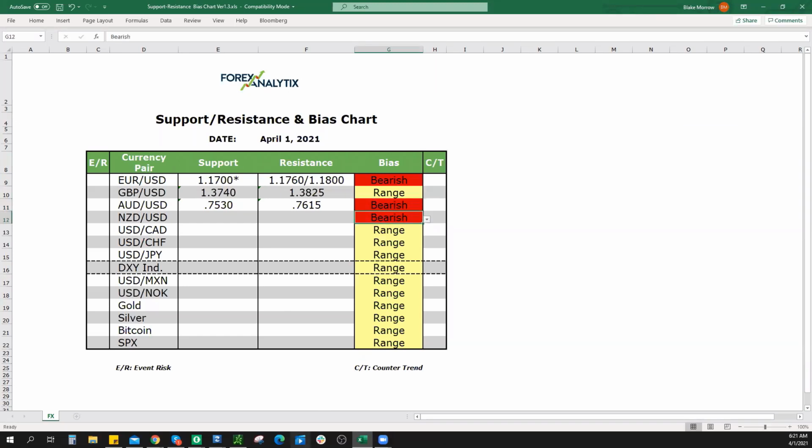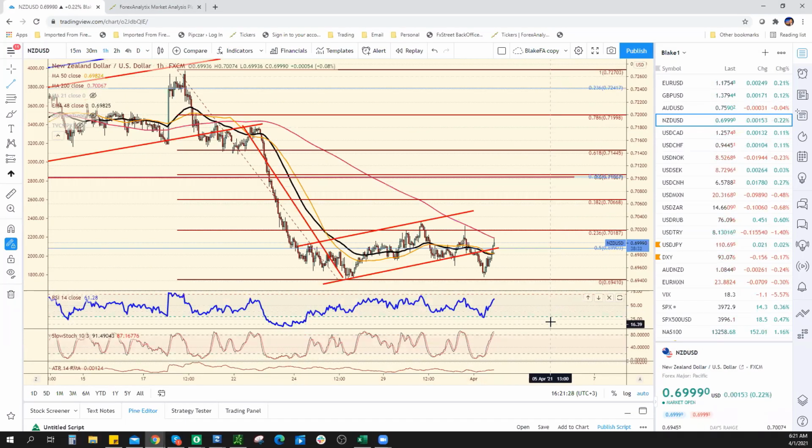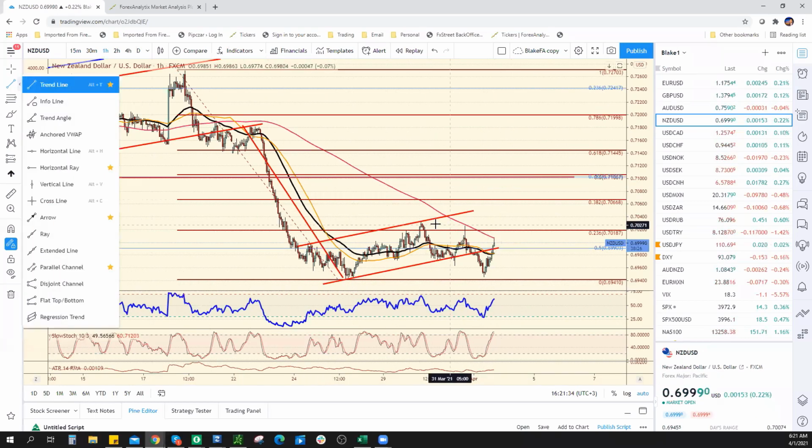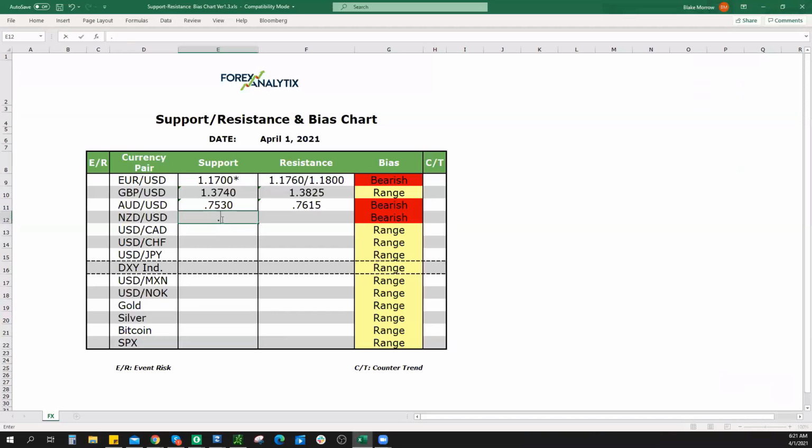Same with the Kiwi, but the Kiwi held support. Here's the difference, right? Held support. Now, Kiwi, very similar type of price action here. We might move up to 70.20. Support is at 69.40. 70.20. All right.